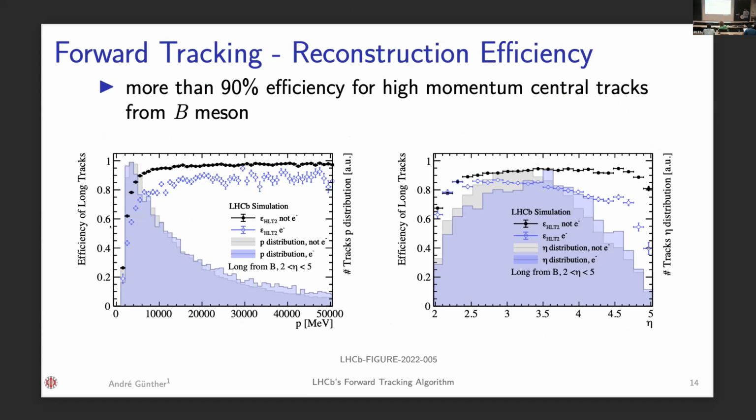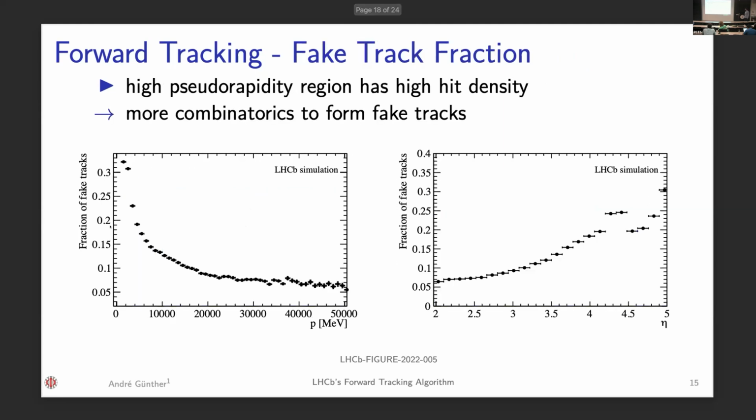Okay, so of course, tracking algorithms should be efficient, and this is also the case for the forward tracking. Since we are mostly interested in B-mesons, we look here at the efficiency of long tracks from B-mesons, and you can see that for hadrons, meaning not electrons or muons, the efficiency is way above 90%. For electrons, it's a bit lower because electrons are hard in tracking. They scatter, they radiate, so there's some of that going on there. For completeness, also the fake track fraction here, this is typically for higher momentum below 10%. At low momentum it is of course higher.